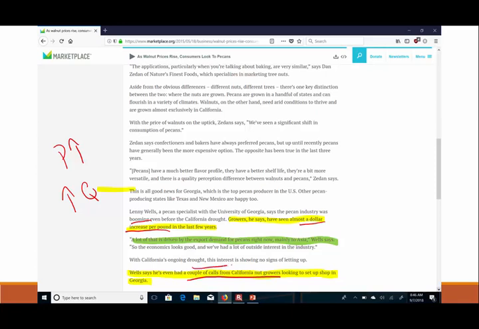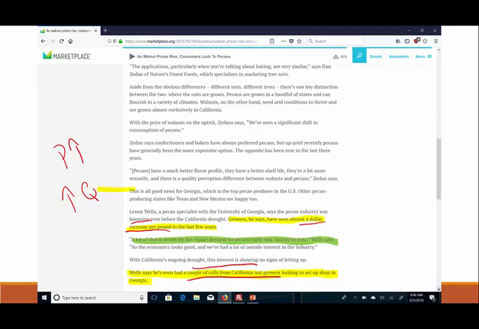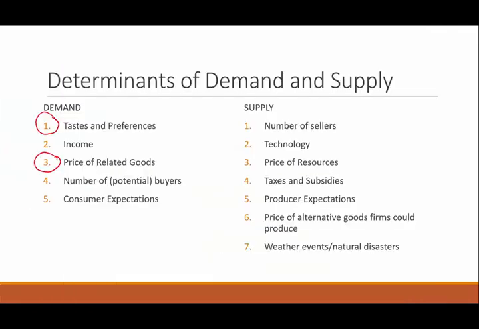The interest is showing no signs of letting up, it says here. Here it says a significant shift in consumption of pecans with the price of walnuts on the uptick. You know, the demand for pecans in Asia, the export demand, we can't use that because we don't know why it happened. We don't know if their tastes and preferences increased or the income or anything. So we really can't use that information. Remember, we only want to use what's stated in the article.